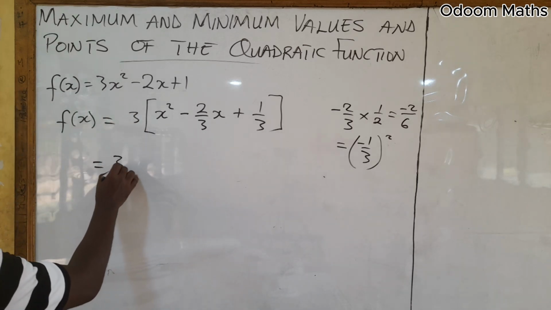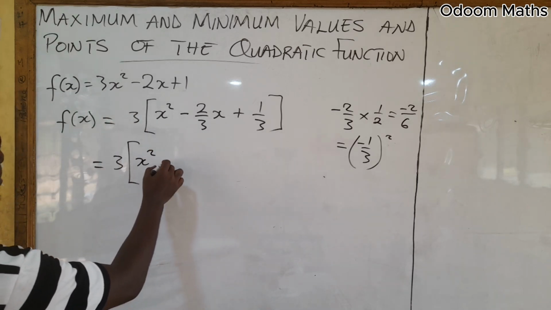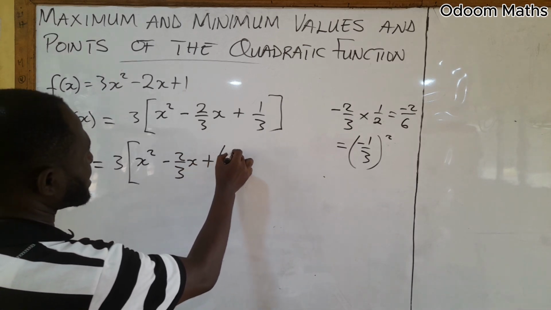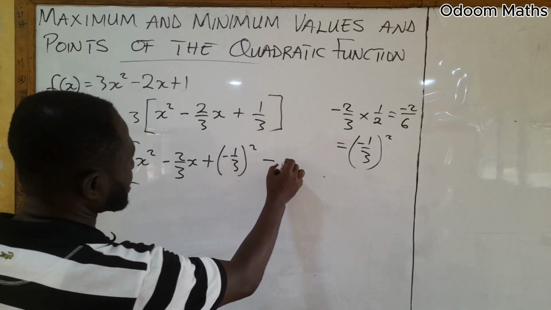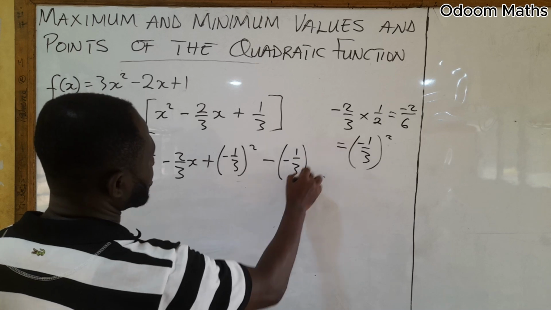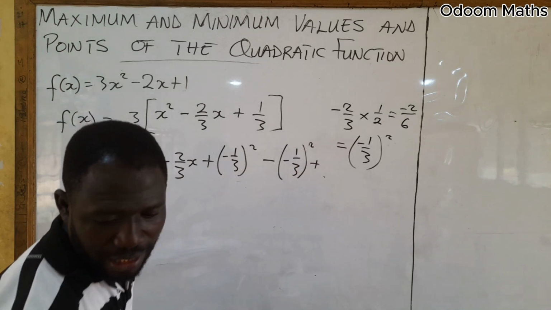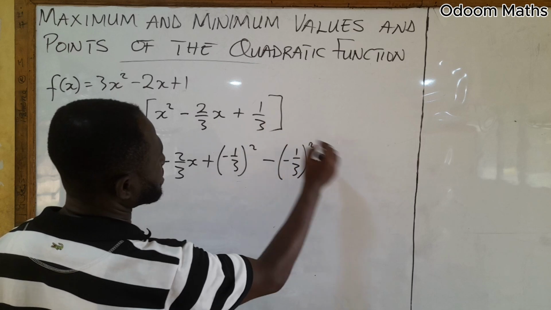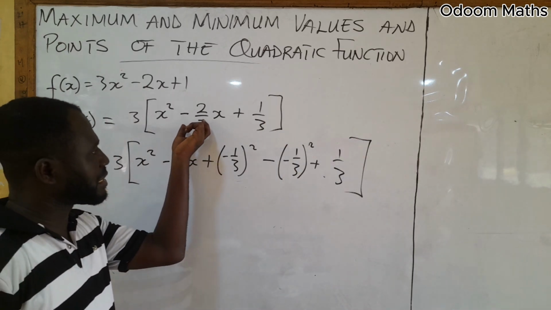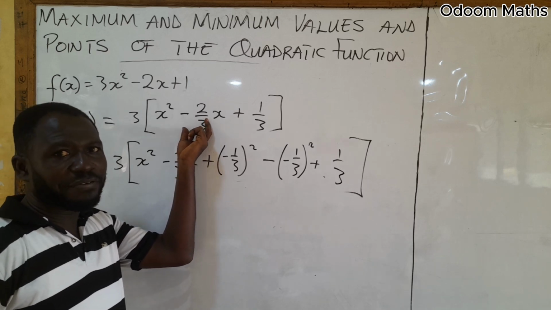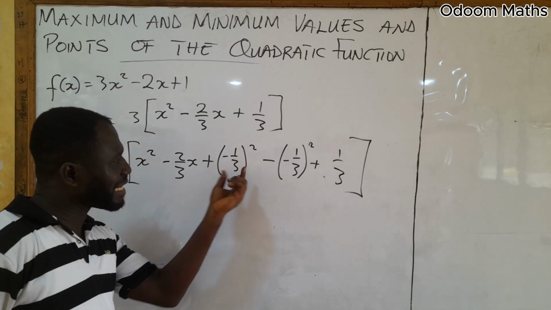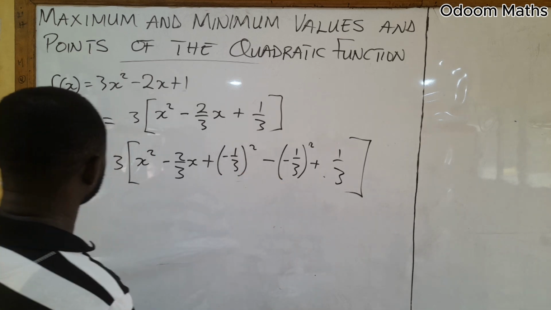Now I have 3 into brackets x squared minus 2 over 3x, then plus into brackets negative 1 over 3 squared, minus into brackets negative 1 over 3 squared, plus 1 over 3, all in brackets. So we've taken this, multiplied it by half, then added and then subtracted. Okay, so now let's continue.